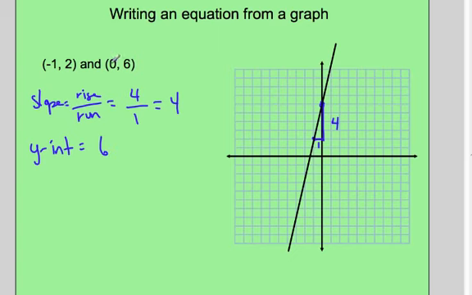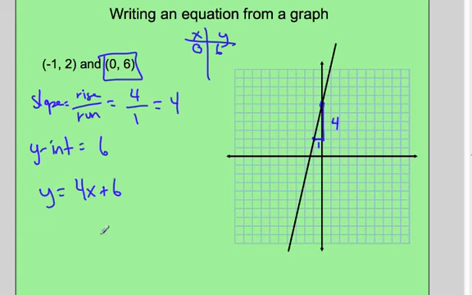Now check this out. You notice 0, 6, whenever x is 0, that's my y-intercept. And if you remember, when we looked at a table, and that's my x values, that's my y values, whenever x is 0, it's whatever number is on this side under y, that's going to be your y-intercept. So just a little connection there for you. Equation, y equals 4x plus 6. So those are our 4 equations.